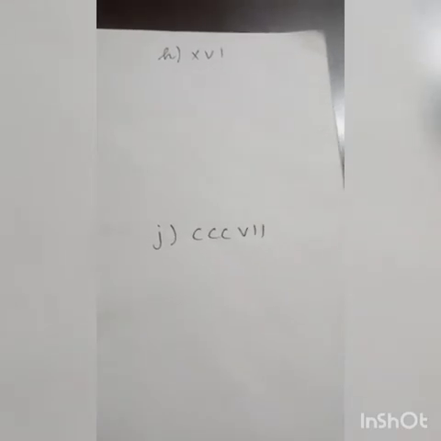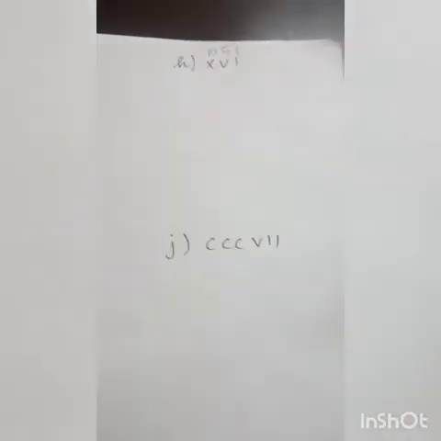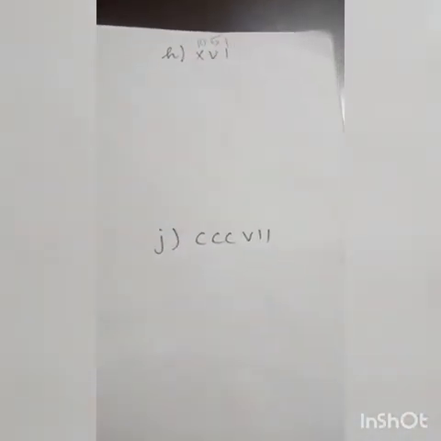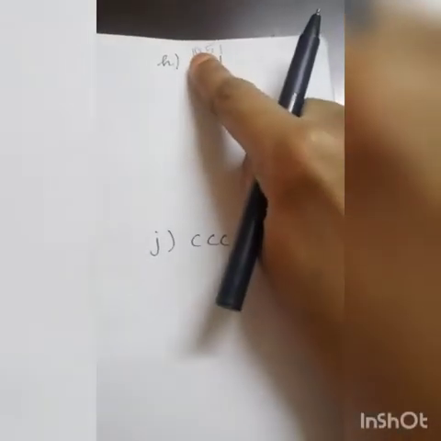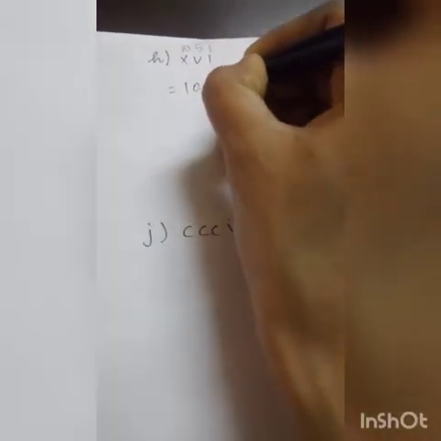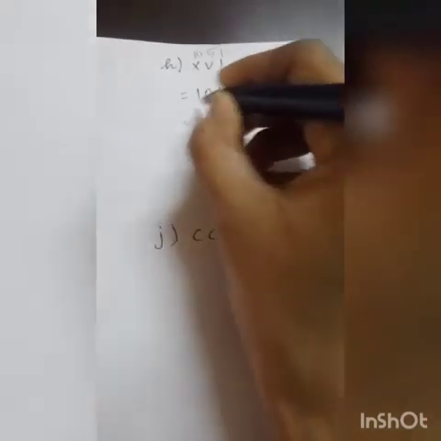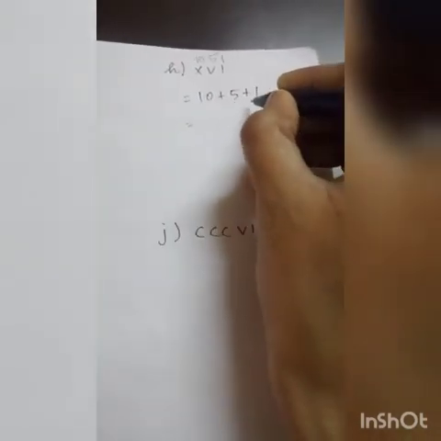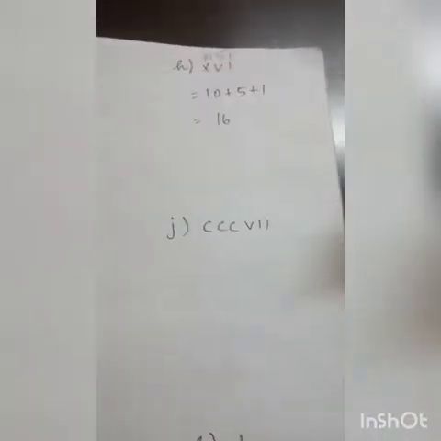Now, next question is XVI. So X stands for what? 10. V stands for 5. I stands for 1. So this is also in descending order. Greatest, then after this 5, then after that 1. So what shall we do? We can add it directly. So 10 plus 5 plus 1. 10 plus 5, 15. 15 plus 1, 16. So 16 is our answer. Okay children. Next.